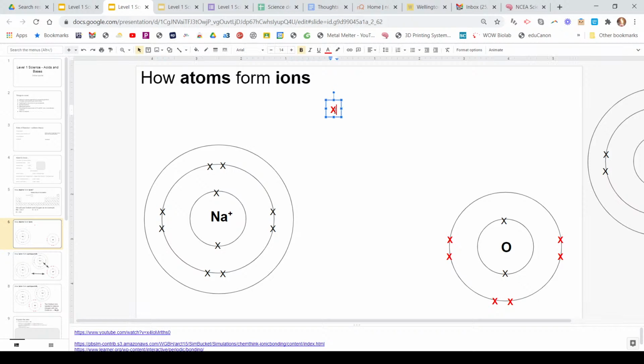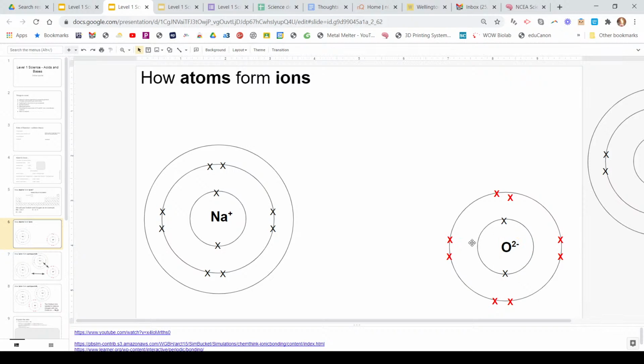Oxygen, by comparison, in order to fill its outer shell, is going to gain 2 electrons. So I'm going to take one of the electrons here and a second electron in order to fill its outer shell. Now, once it's got a full outer shell, it's got 8 protons in the nucleus, and it's now got 10 electrons, which means it's got 2 extra negative charges. So oxygen becomes 2 negative.